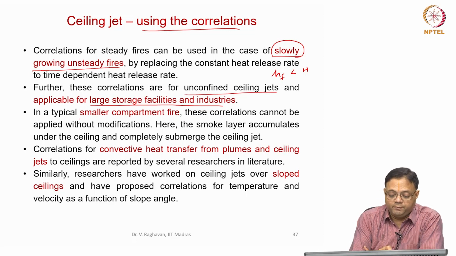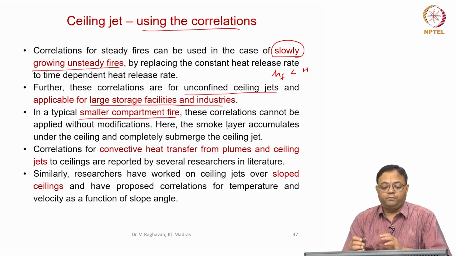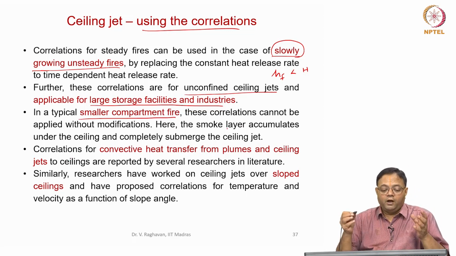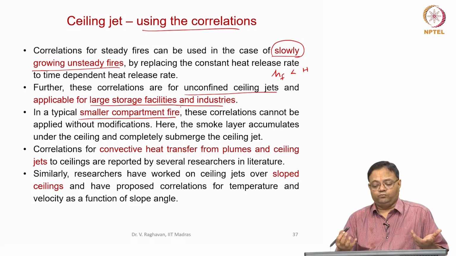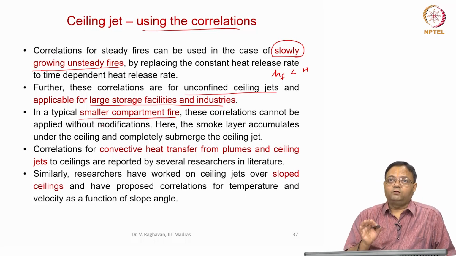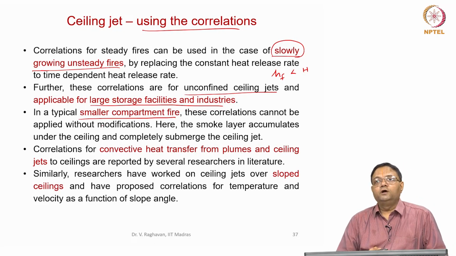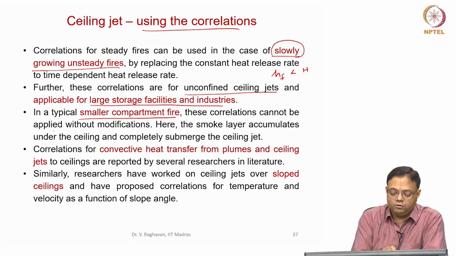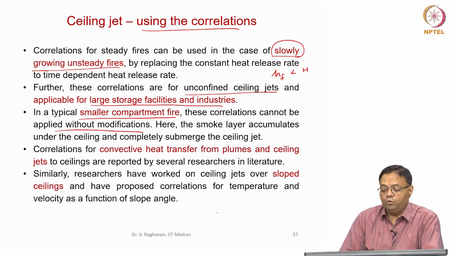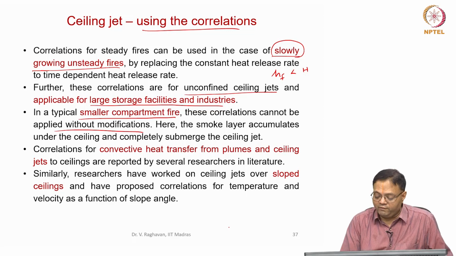But in typical smaller compartment fires, these correlations cannot be applied without modifications. So, large storage, the ceiling height is very high, so no problem. But when you go for smaller and smaller compartment, H reduces, and typically you go into HF comparable to H, then these cannot be used without modifications. Why? Especially in the unsteady fires. Why are we saying this?